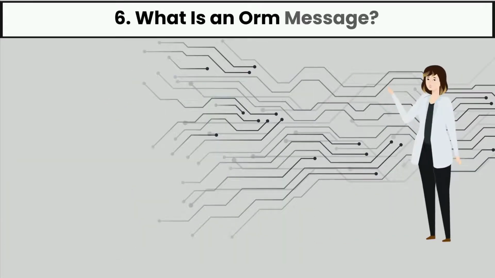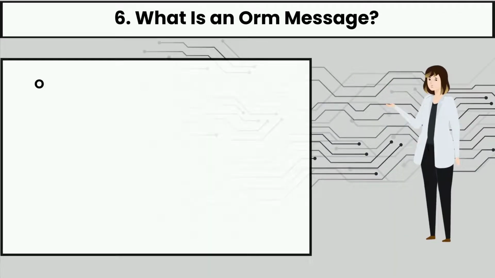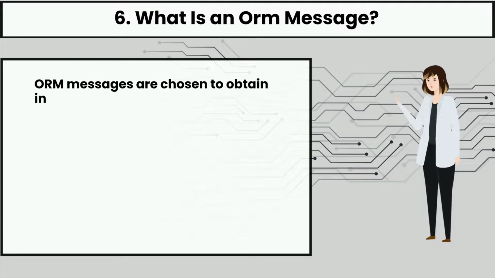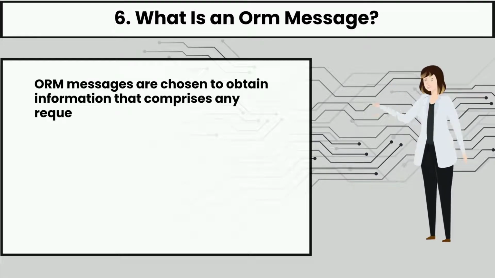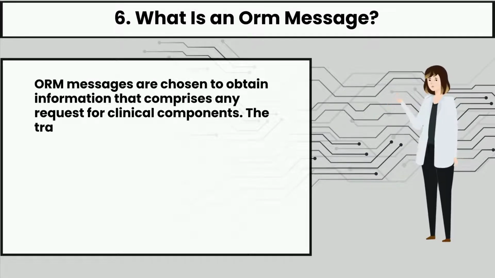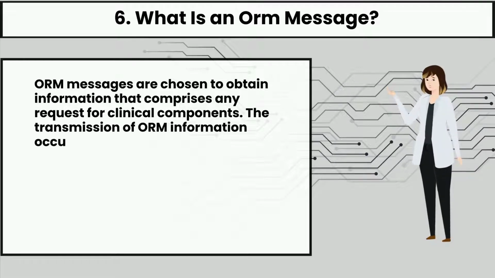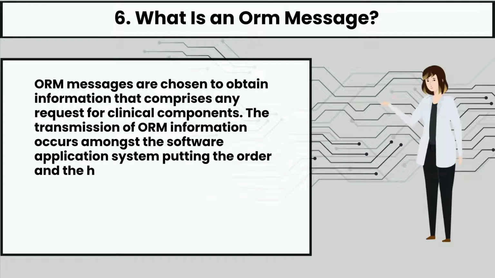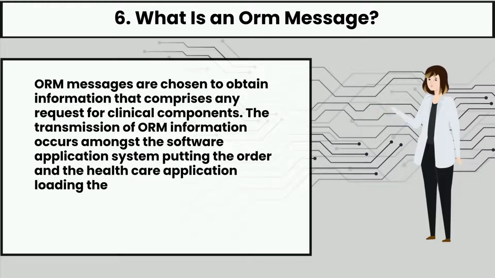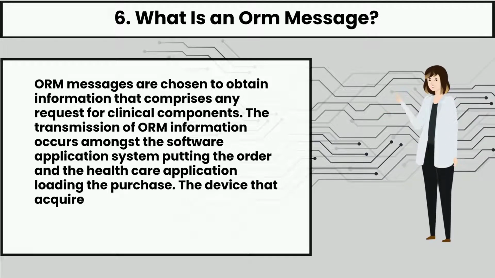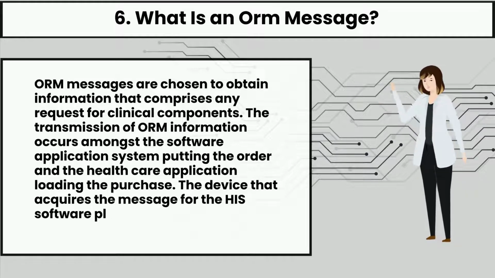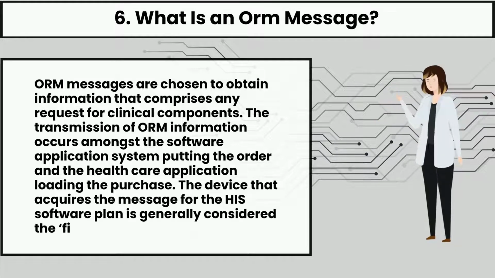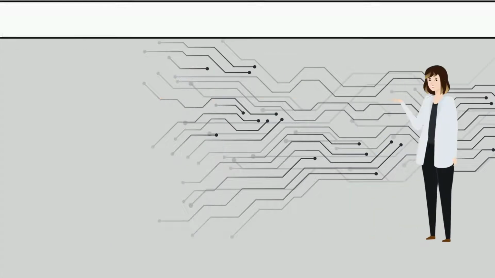6. What is an ORM message? ORM messages are used to transmit information that comprises any request for clinical services. The transmission of ORM information occurs between the software application system placing the order and the healthcare application filling the order. The device that receives the message is generally considered the filler of the order.